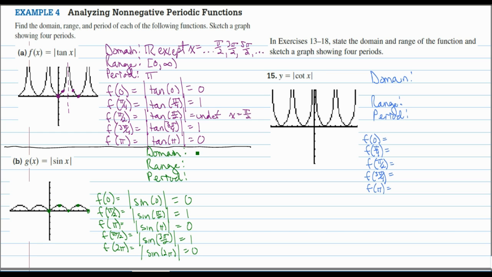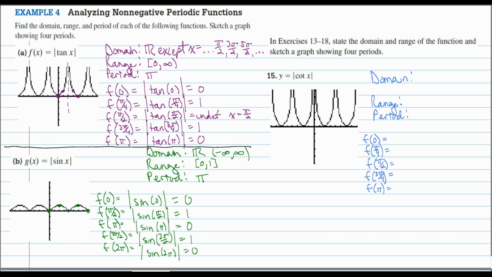So we can see the domain is still all real numbers, which of course I prefer written in interval notation. The range of the function is 0 to 1, including both of those values, because we do have an output of 0 and we do have an output of 1. We include those in our range. And the period is pi, that we can see graphically.